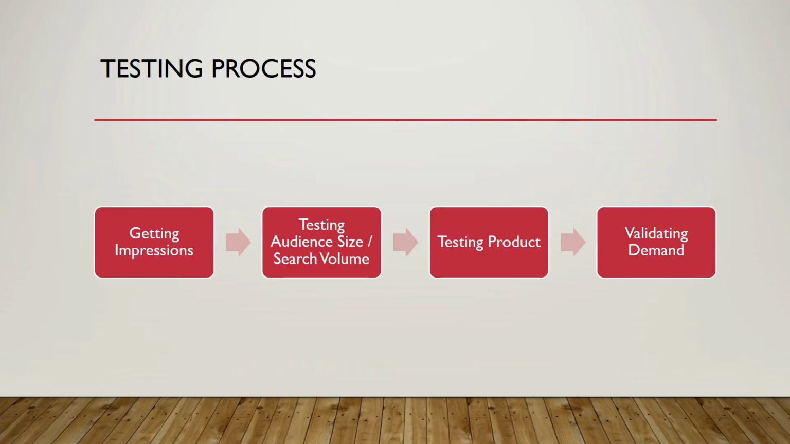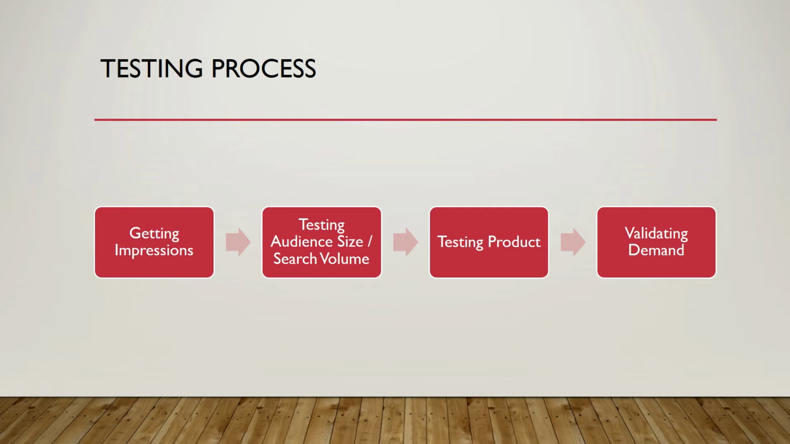So how does the testing process look like? You start by getting impressions for your specific product. So let's say you have 20 products that you want to test in the shopping network, and you start getting impressions for them. You are then testing the audience size and search volume. So for example, let's say you get 1,000 impressions for one of your products on the first day, and now you want to see what is the potential audience size and the potential search volume that I can get.